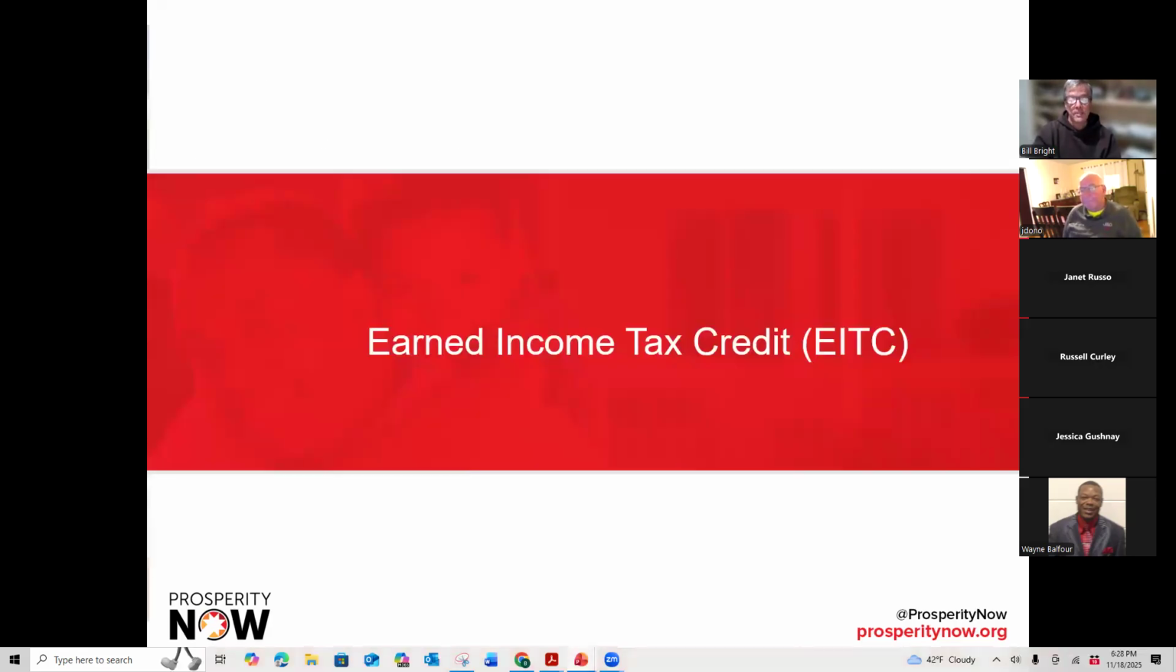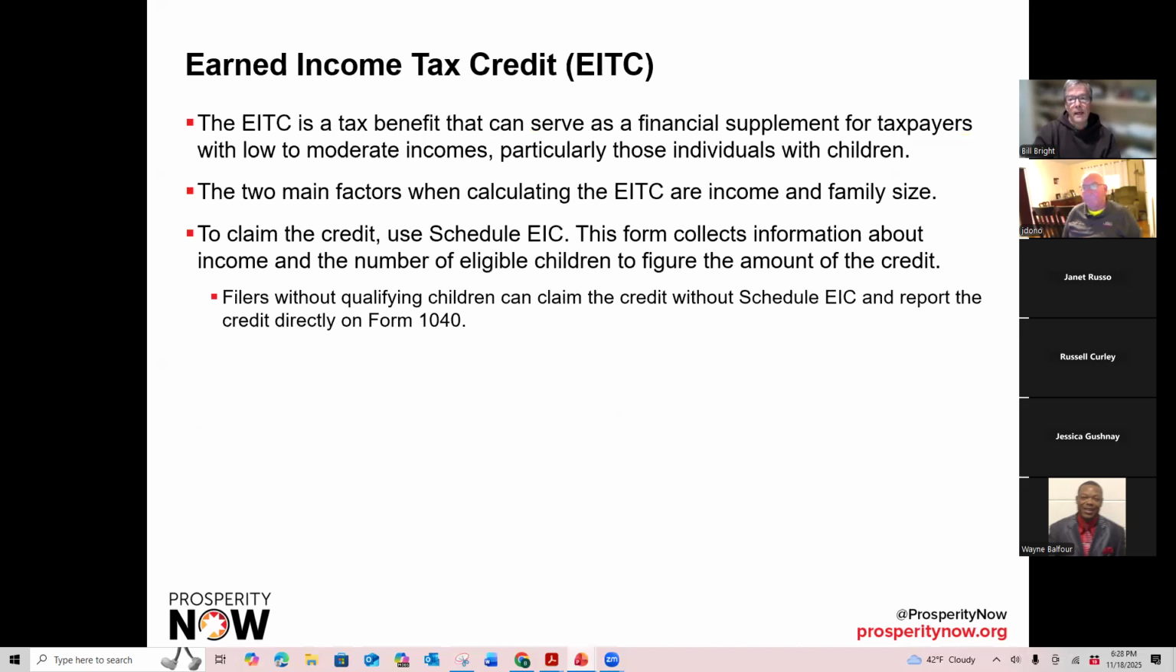So the earned income tax credit, again, this has been around. This is a tax benefit that can serve as a financial supplement for taxpayers with low to moderate income, particularly those with children. Believe it or not, this goes back to, I think, pre-Eisenhower, and it usually has bipartisan support because these are people who work. Remember, it's earned income, so you have to earn something to get the credit. It's not like they're not earning it.